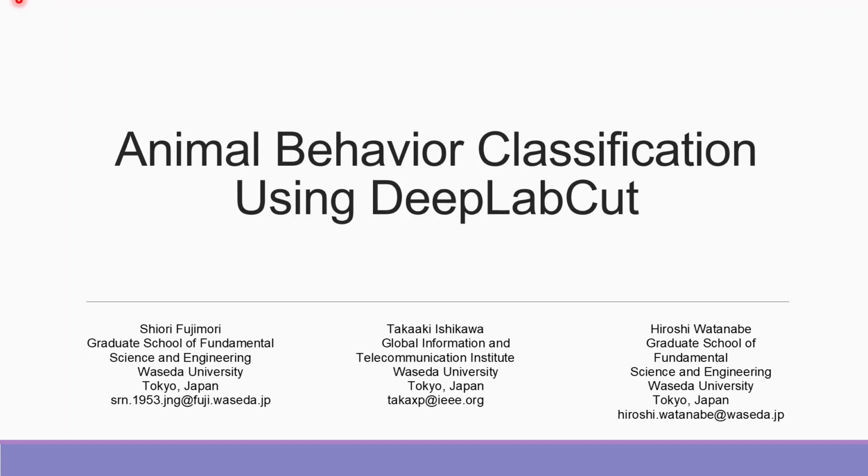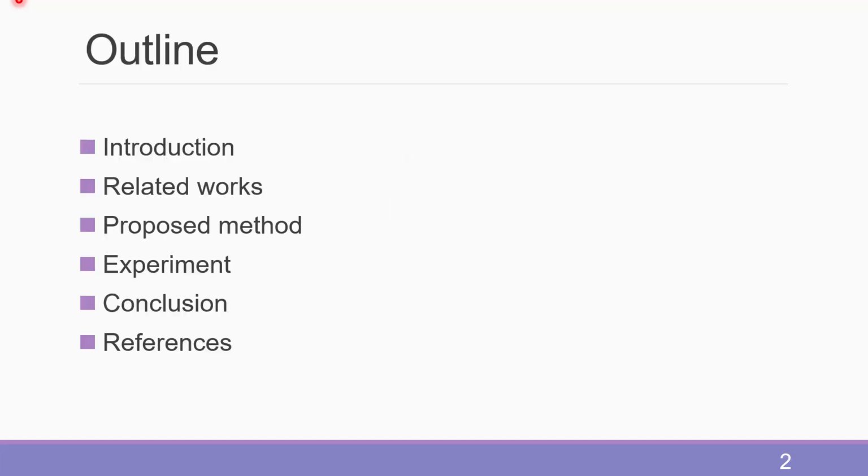Today, I'm here to talk to you about animal behavior classification using DeepLabCut. My talk is divided into 6 parts. I will start with talking about introduction, then related works, proposed method, experiment, conclusion, finally references.